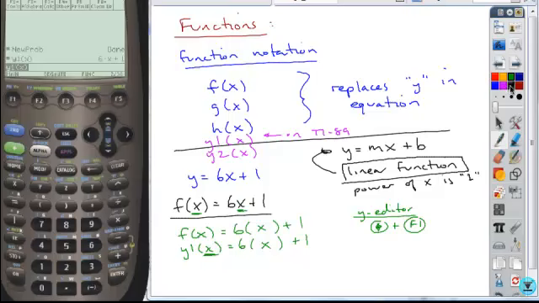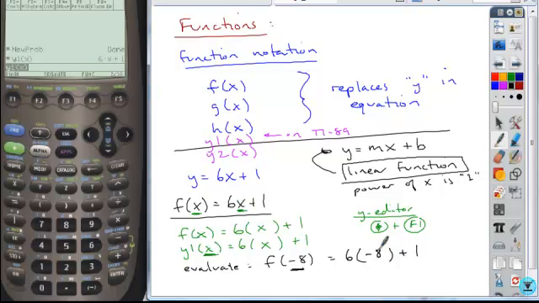Okay, now, what if I wanted to evaluate f of negative 8? What if I wanted to plug in a negative 8 and find out what is the value of that f function when negative 8 is substituted in for x. If I'm going to do it by hand, what I would do is take my expression, 6 times some placeholder plus 1, and in my placeholder I'm going to substitute in negative 8. So I get negative 48 plus 1, which is negative 47.